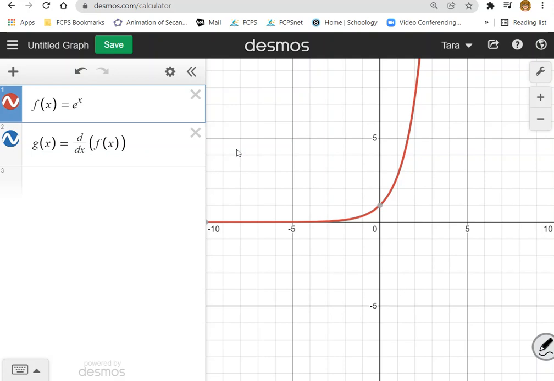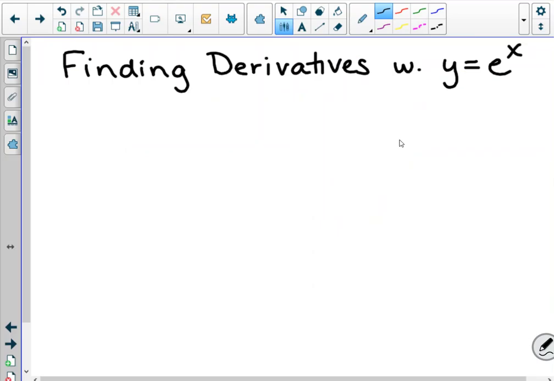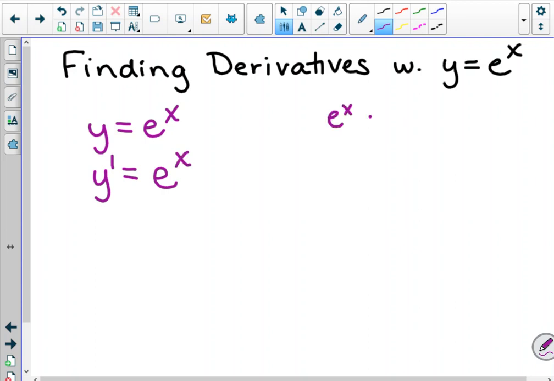And so what this is just a demonstration of, it doesn't prove it, but it's a nice visual of exactly what I'm going to tell you, that when y is equal to e to the x, that y prime, its derivative, is also equal to e to the x. E to the x is its own derivative. It's one of two functions that does that. There's only one other function that if we looked at the function and we looked at its derivative, they would be identical.